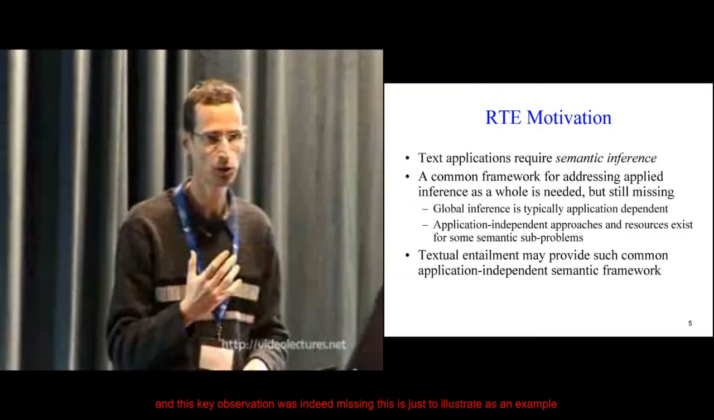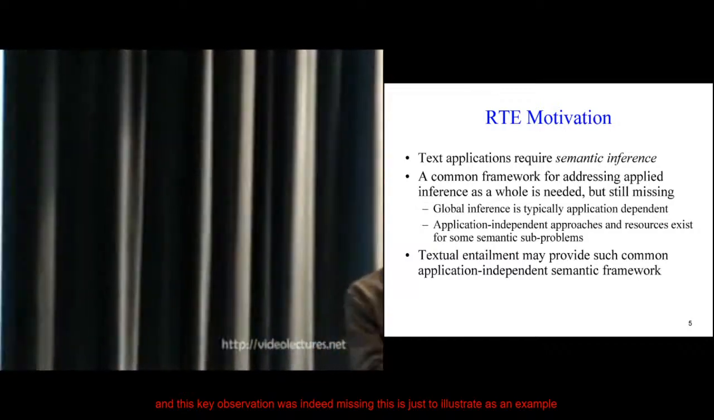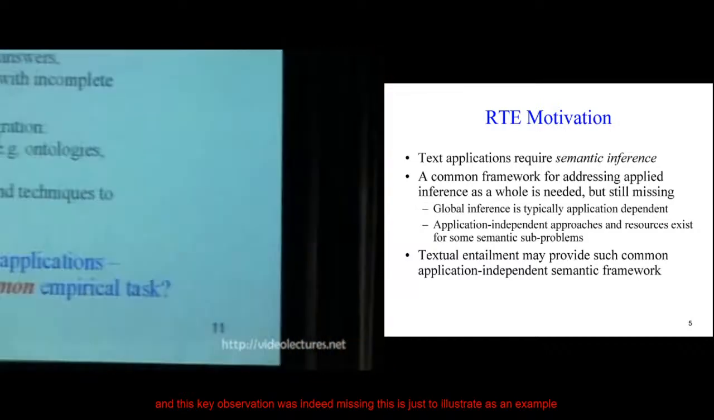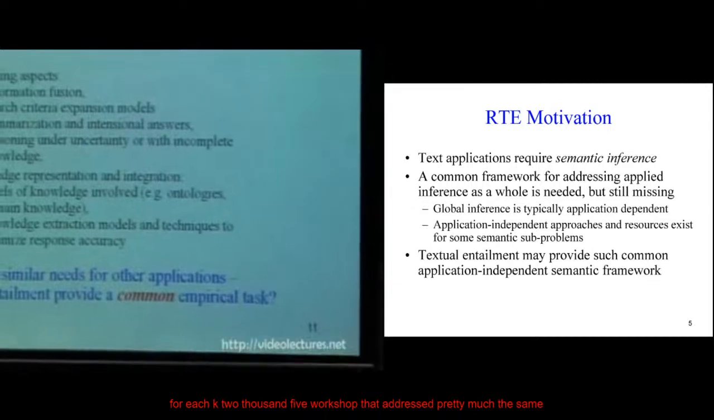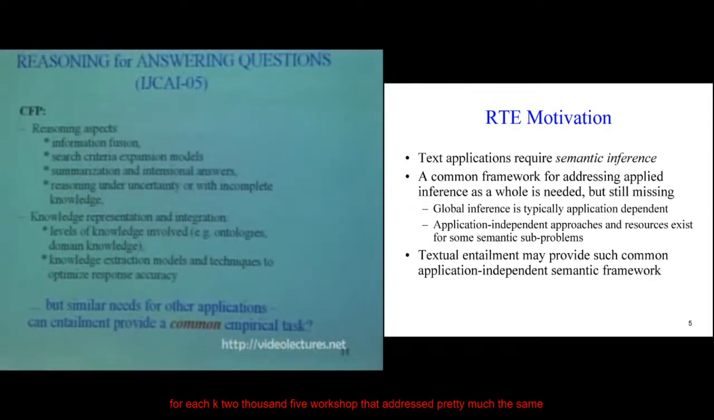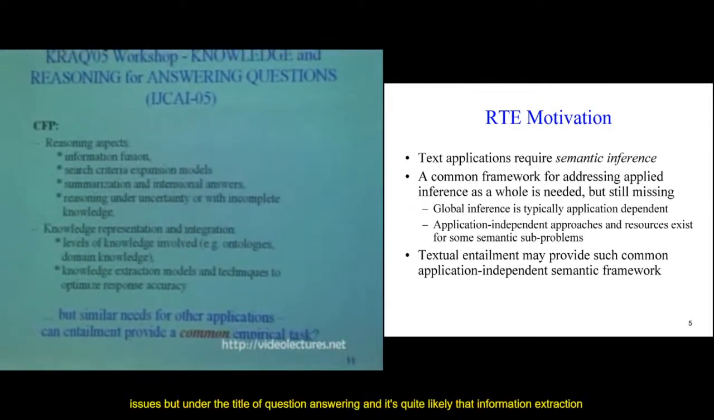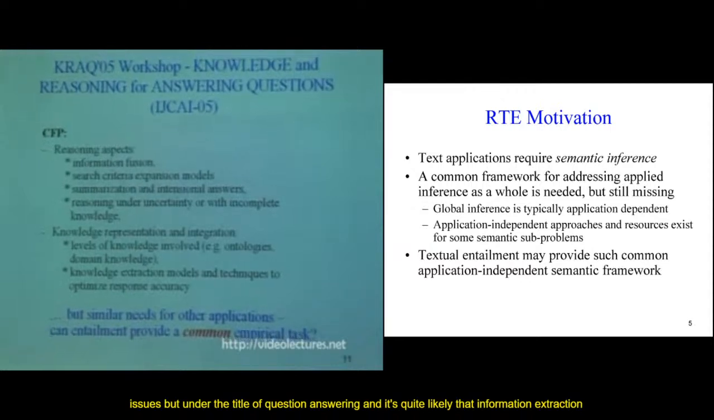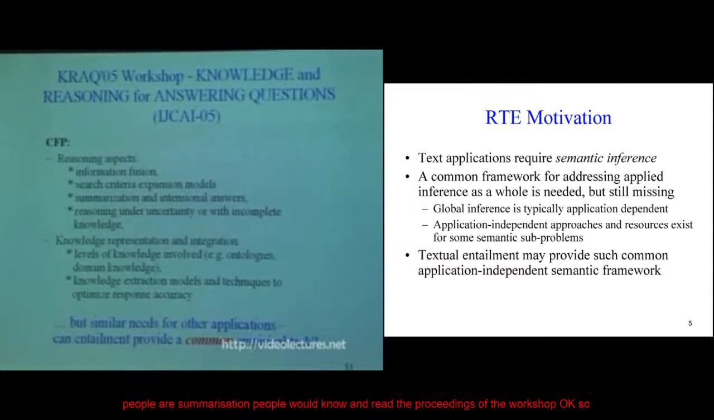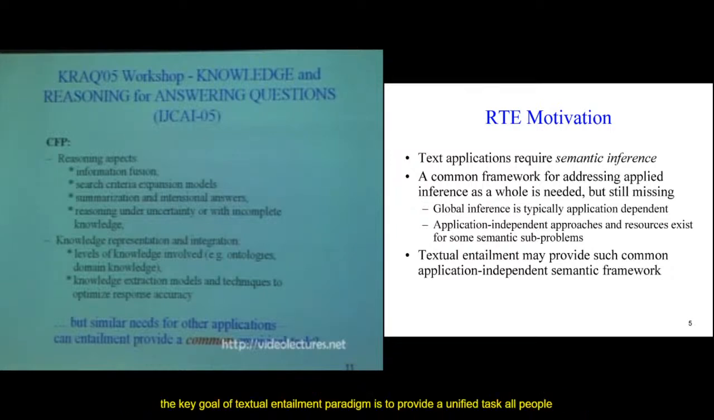And this key observation was indeed missing. This is just to illustrate, as an example, an IJCAI 2005 workshop that addressed pretty much the same issues, but under the title of question answering. And it's quite likely that information extraction people or summarization people wouldn't know and wouldn't read the proceedings of this workshop. Okay, so the key goal of the textual entailment paradigm is to provide a unified task where all people interested in applied semantic inference could work under the same framework and collaborate.